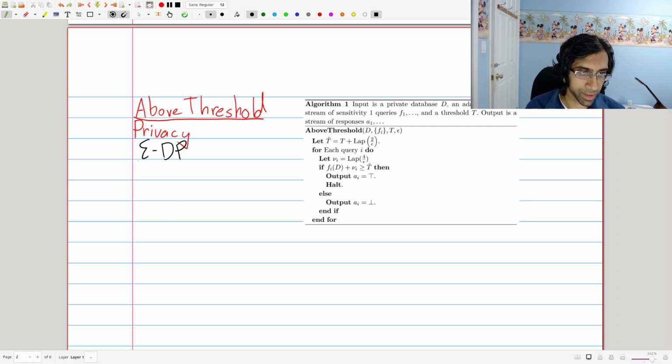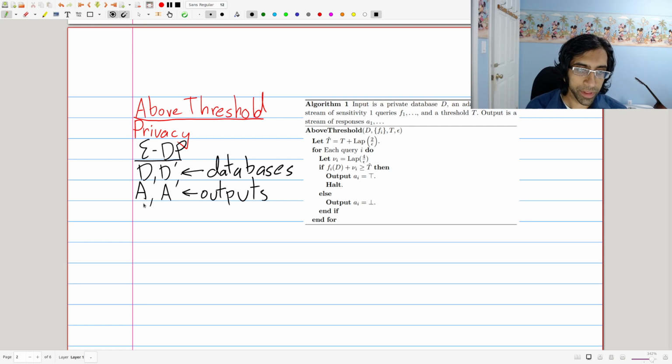So, okay, as usual, we're going to fix D and D prime, which are going to be neighboring databases. And we're going to let the sequences of responses of the two runs be A and A prime. A is the output on D, and A prime is the output on D prime. So what are these outputs going to look like? Well, note that the way the algorithm runs, it's going to output bot a bunch of times and then finally output top.